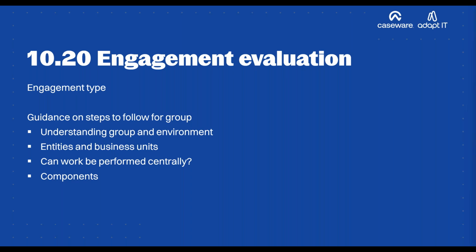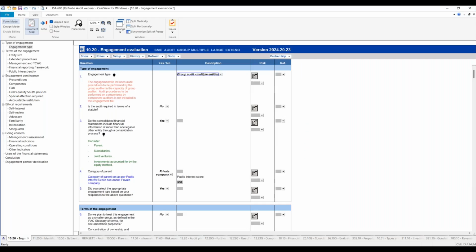We also guided that, at this stage, we need to consider whether work can be performed centrally and what components we are likely to have. So let's go and have a look in engagement evaluation to see where those elements are.